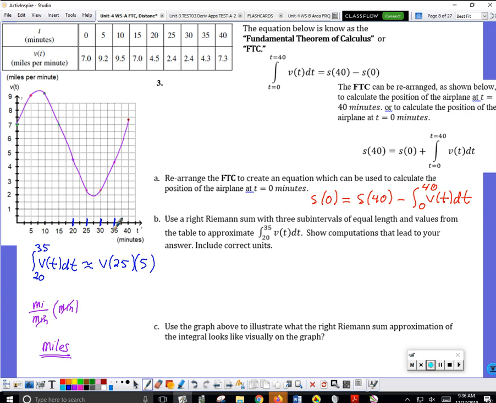Good. So that means I've got to go to the first subinterval and I've got to find a velocity in that subinterval. Well, there's many to choose from, but because it's a right Riemann sum, I go to the very right of the subinterval, which is time equal 25, and I'm going to find the velocity at that time. So v of 25 means the velocity at time 25. And that value is going to be 2.4.